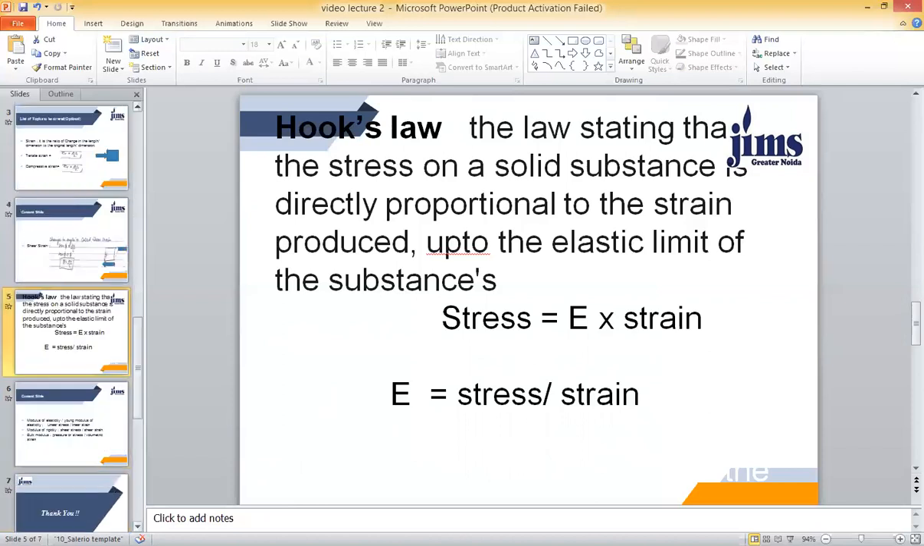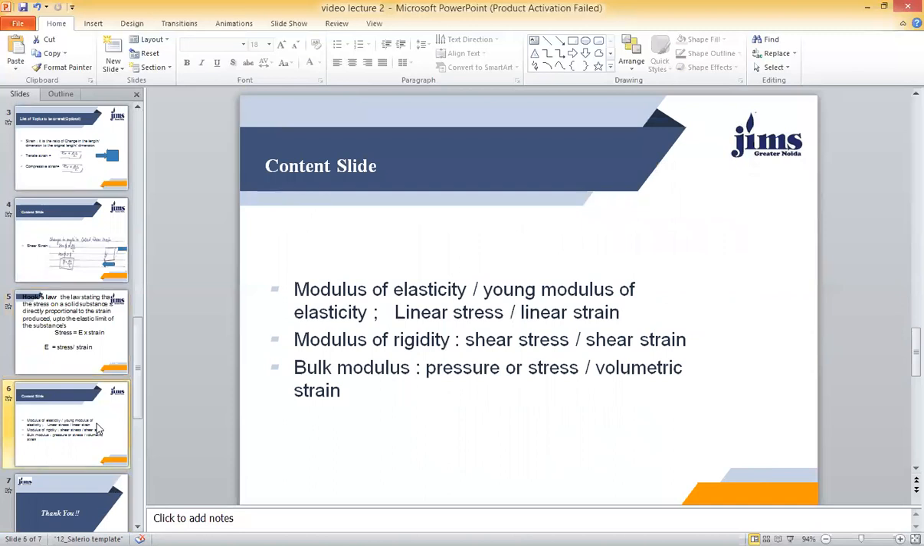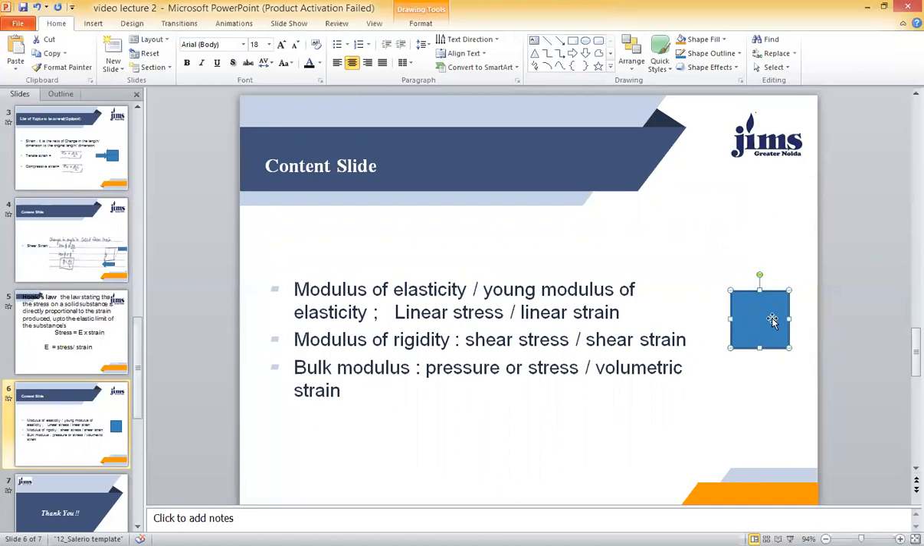In strength of material, we have three kinds of modulus of elasticity. First is the modulus of elasticity or Young's modulus of elasticity. So what is the modulus of elasticity or Young's modulus? If I apply any force linearly, that means compressive or tensile, perpendicular to the surface, then it is the ratio of the linear stress to the linear strain. Strain is delta L over L, and stress is force per unit cross-sectional area. So that is the modulus of elasticity.